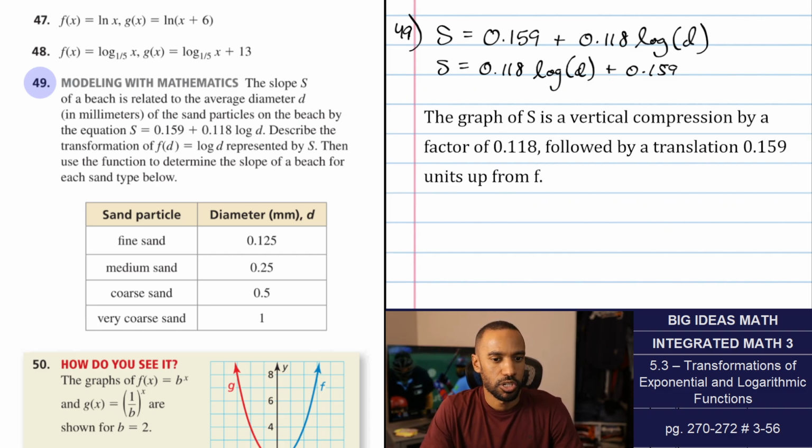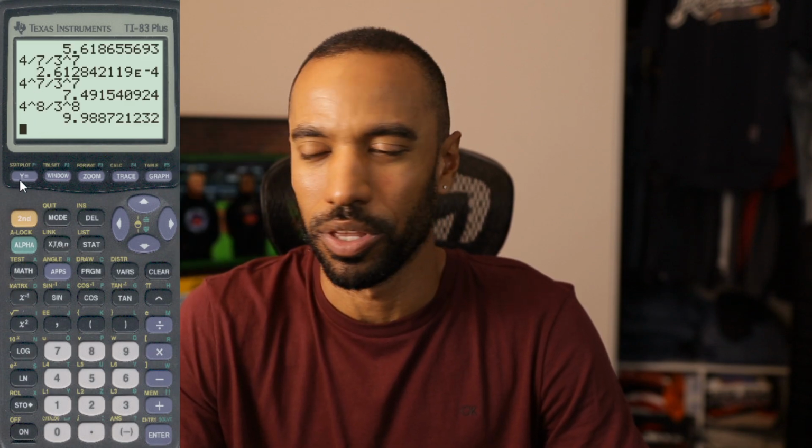It says use the function to determine the slope of a beach for each sand type below. So we're going to substitute those in for d. Fine sand, medium sand, coarse sand, very coarse sand. I'm going to use the graphing calculator for that, not to graph, but you can see where I was doing my 4/3, 4/8, 3/8. I really should just use the y equals equation for it, and I'm going to right now. That was a time suck for that problem, and I'm very sorry if you had to stick around with that. I have to turn d into x here, and plus 0.159.